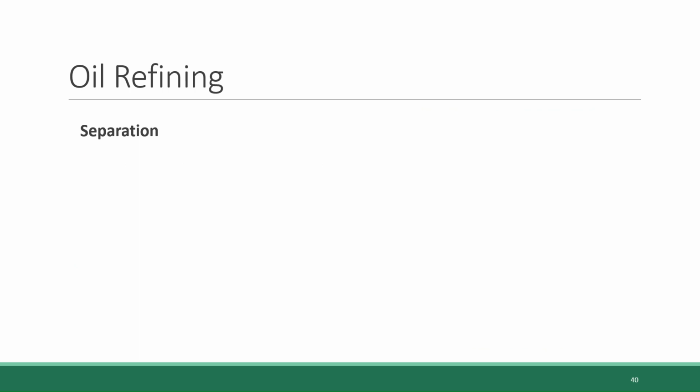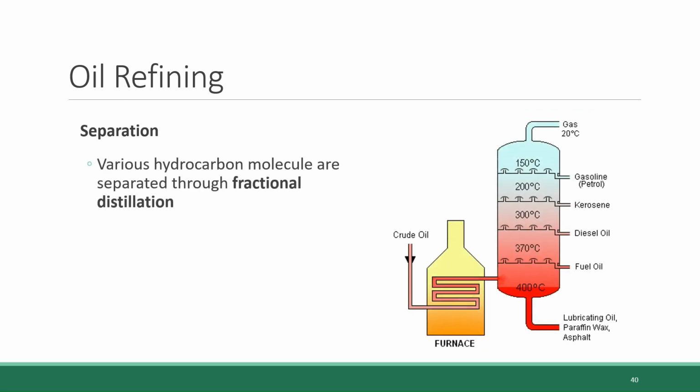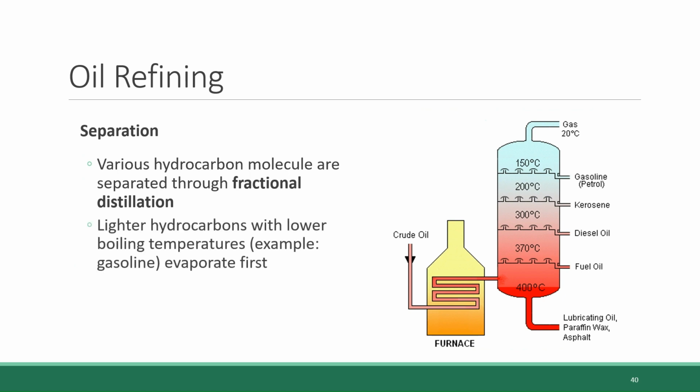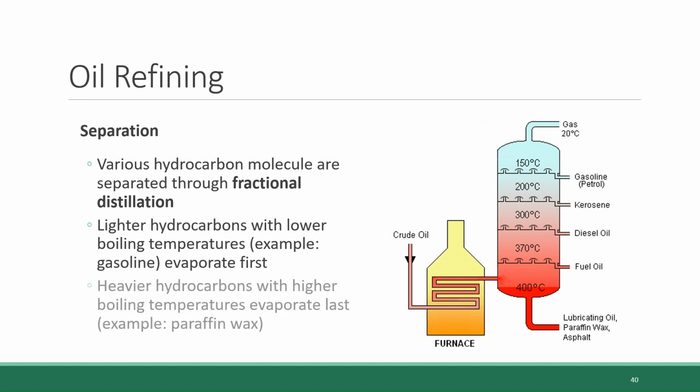Separation is necessary because crude oil is not just made of one type of hydrocarbon. For example, water is H2O, it's just one molecule. But crude oil is a blend of various hydrocarbons and also contaminants that are mixed together. So during separation, these various hydrocarbon molecules are separated from each other through a process called fractional distillation. Fractional distillation relies on the fact that smaller, lighter weight hydrocarbon molecules have lower boiling temperatures, while larger, heavier hydrocarbon molecules will have higher boiling temperatures.